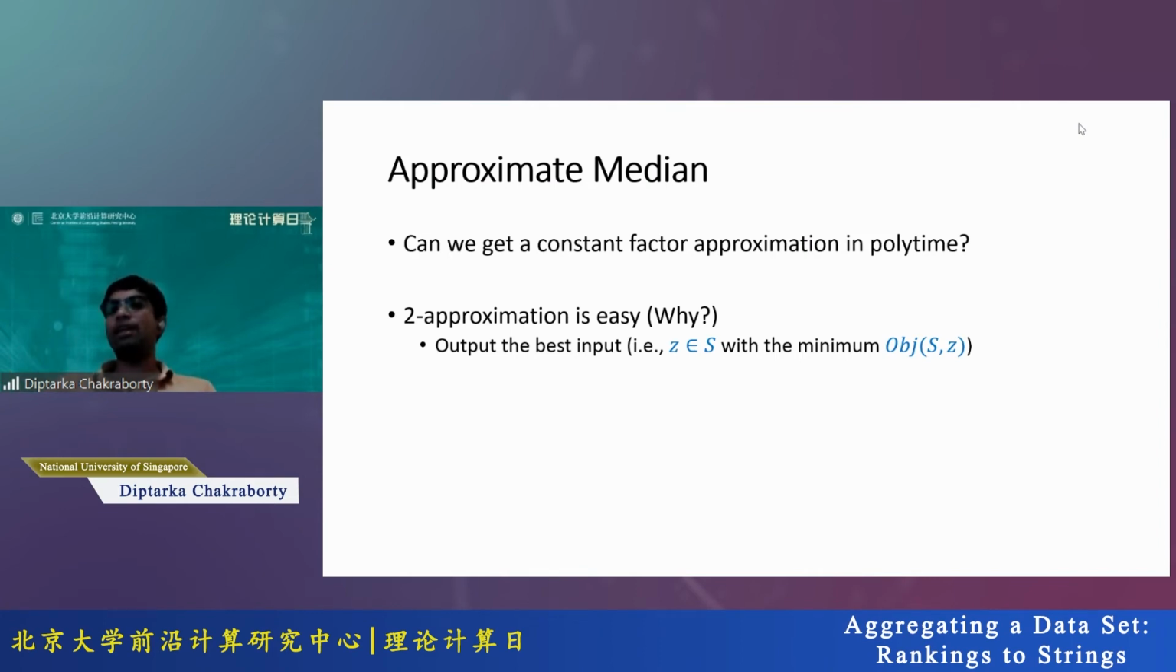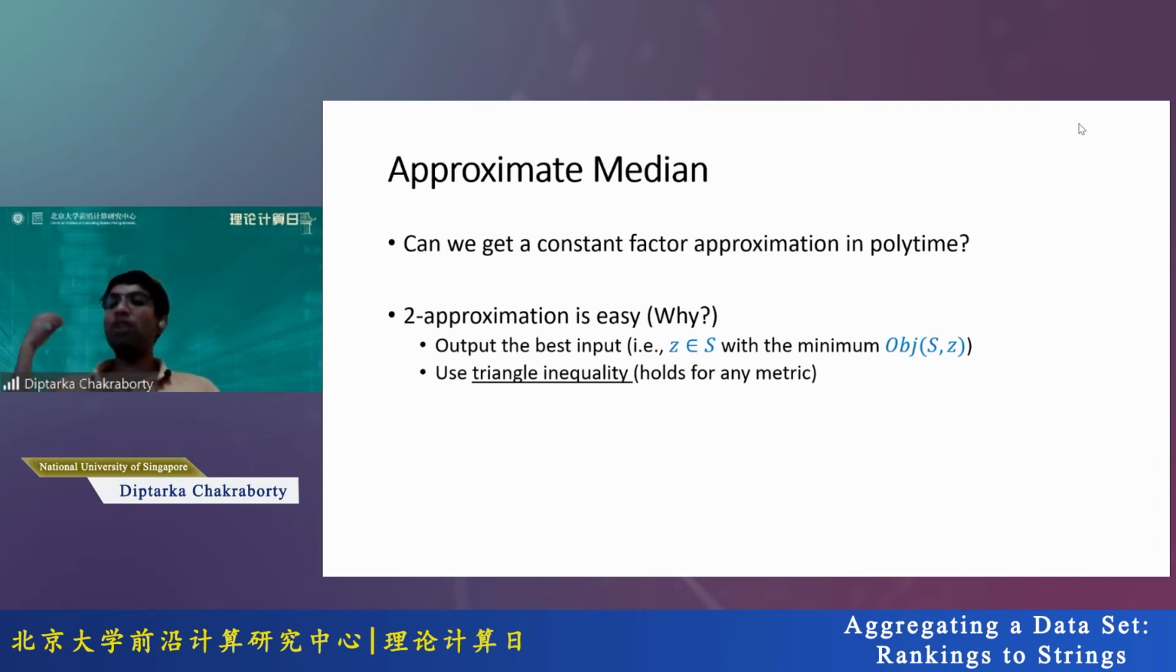Let's output that. This can be done in polynomial time easily, because I can just do a brute force search. I can pick each of the input strings, compute its objective value, and whatever string has the minimum objective value, output that. And using the triangle inequality, we can show that this particular solution essentially gives us a two approximation. There is nothing specific about edit distance here. It holds for any metric.